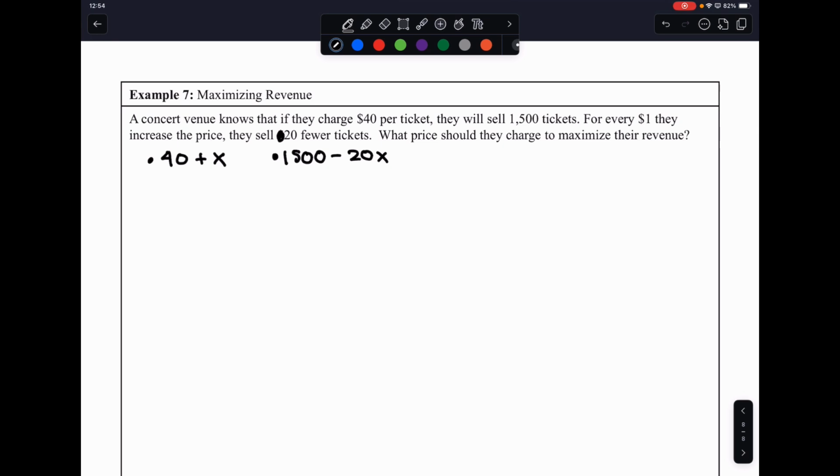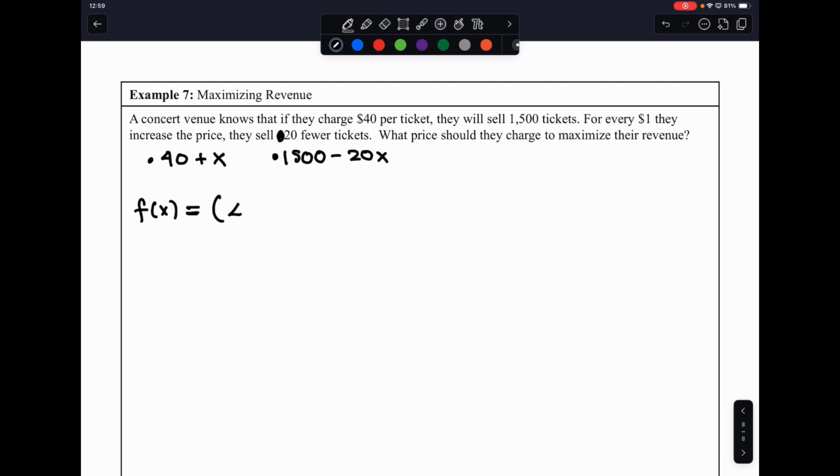So right here, to figure out what the quadratic function would be, I would multiply these two quantities, and we end up with the function that represents what they should charge to maximize the revenue. So let's see, let's multiply these quantities.